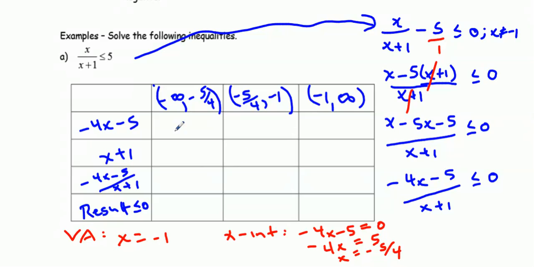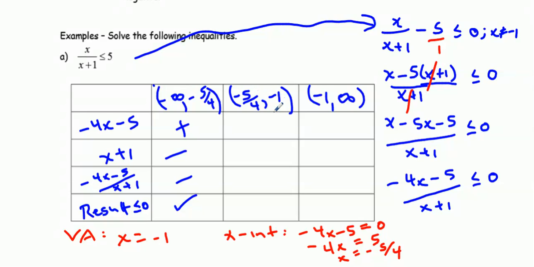Okay, let's test. So right here, negative 100. I put in negative 100 for x here. That's positive 400 minus 5. Well, I know that's positive. Negative 100 plus 1, I know that's negative. I know a positive divided by a negative is a negative. Is that the result we want? Less than or equal to 0? If I have a negative result, golden.